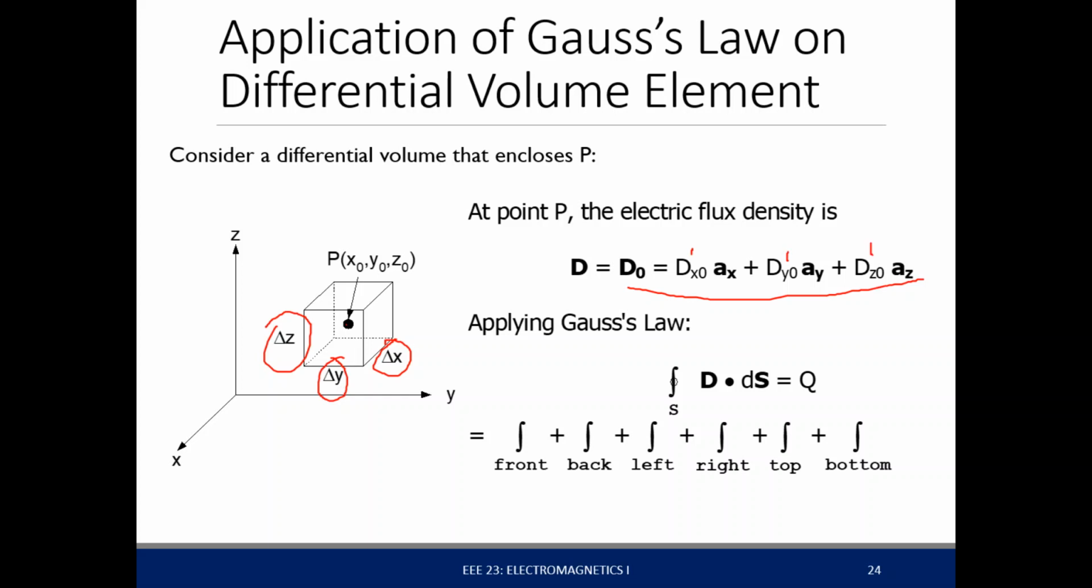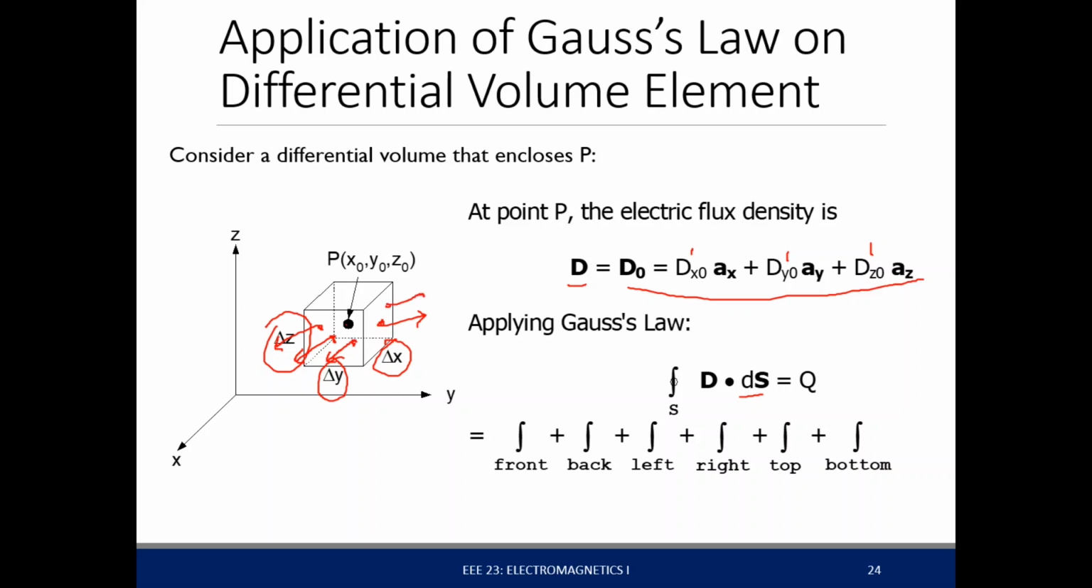If we apply Gauss law to this very small volume, we have the closed surface integral of your electric flux density dotted to your differential surface, which is equal to the total charge enclosed. Now this surface has 6 sides, and in these cases, the direction of the surface area vector is constant at each side.